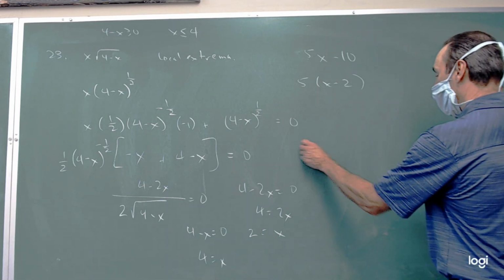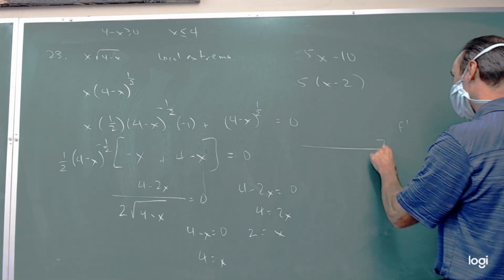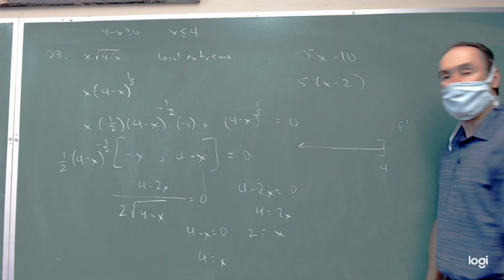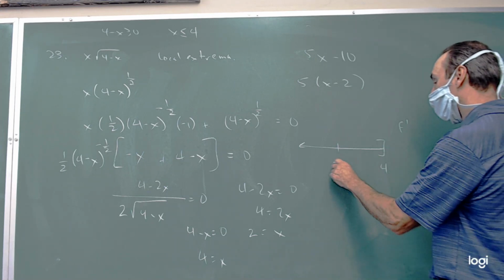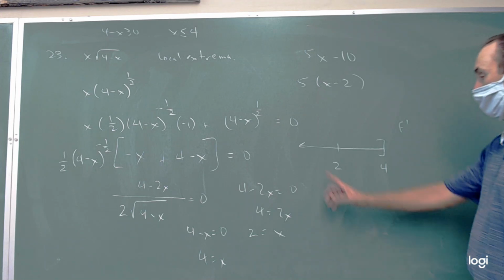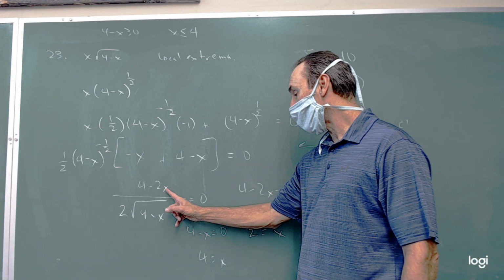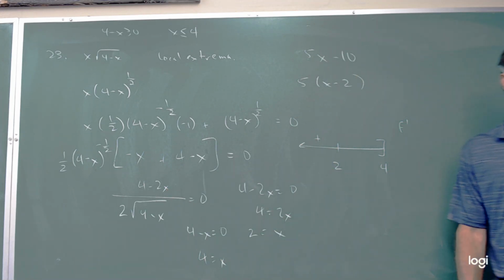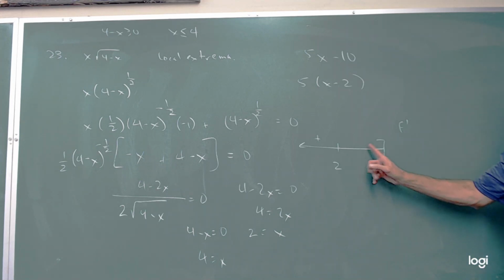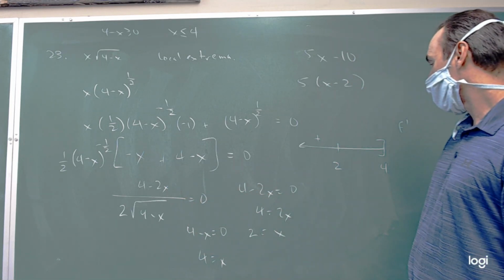So let's see what we got. We're going to look at our derivative, and our domain is x less than or equal to 4. So we're looking at something like that. 4 is right there. 2 is going to be somewhere to the left. And if we plug in something like, say, 0, then 4 minus 0 is positive. It's always going to be positive in the denominator, and a positive divided by a positive is a positive. When you plug in, say, 1, this is going to be, is that right?